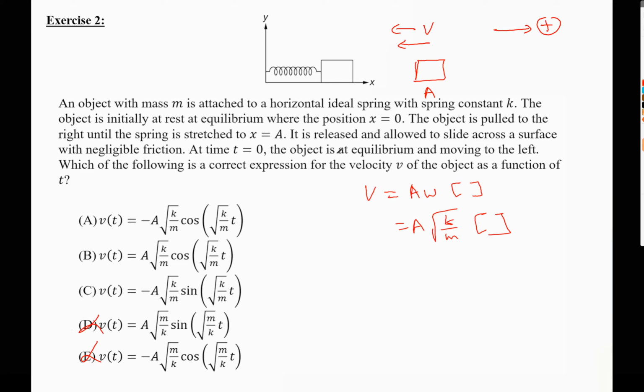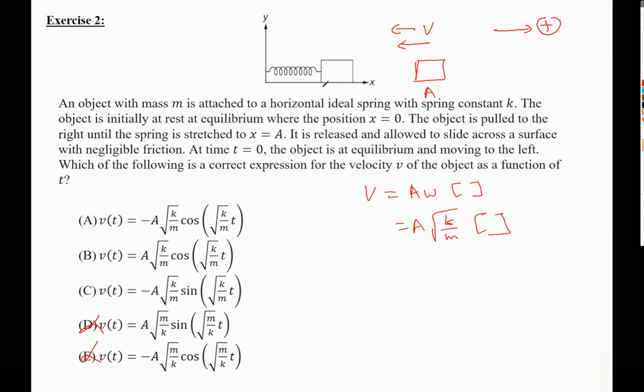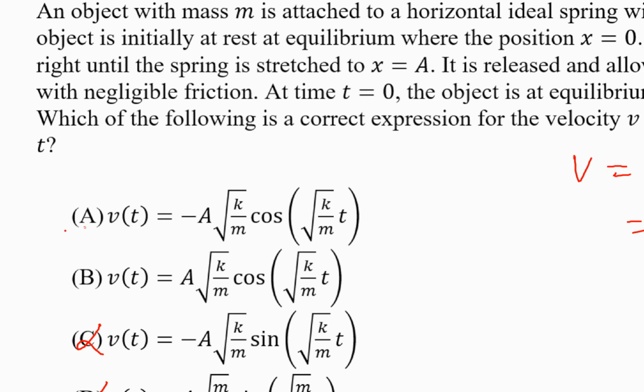At time t equal to 0, the object is at equilibrium and is moving to the left. And we know that at equilibrium, we have the maximum velocity. Now, if you replace t by 0 here, that would be completely 0. But we know that at the equilibrium, we have the maximum velocity. So that's also wrong. So we're either left with A or with B. And A would be the correct answer.